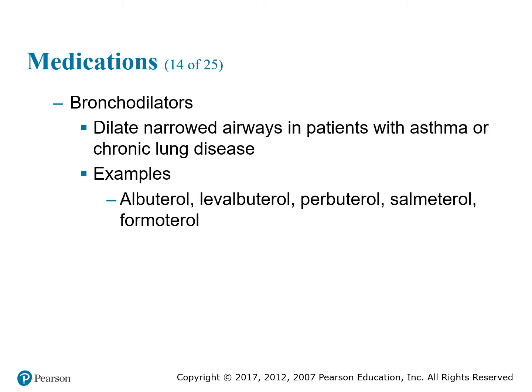All right. So now we move on to your bronchial dilators. They dilate the narrow airways in patients with asthma or chronic lung disease. Some examples of your bronchial dilators are albuterol, levalbuterol, pirbuterol, salmeterol, and formoterol.